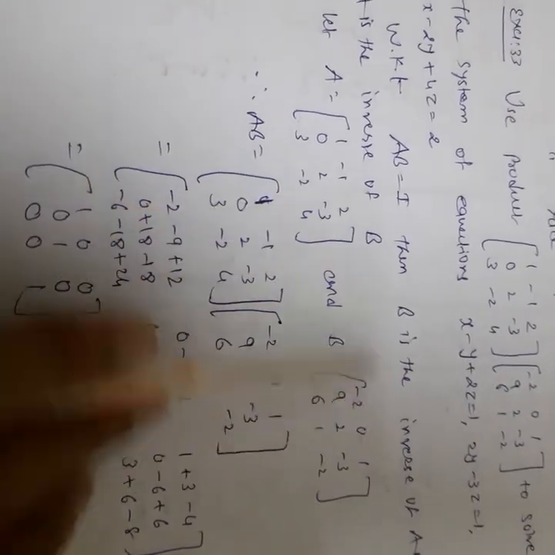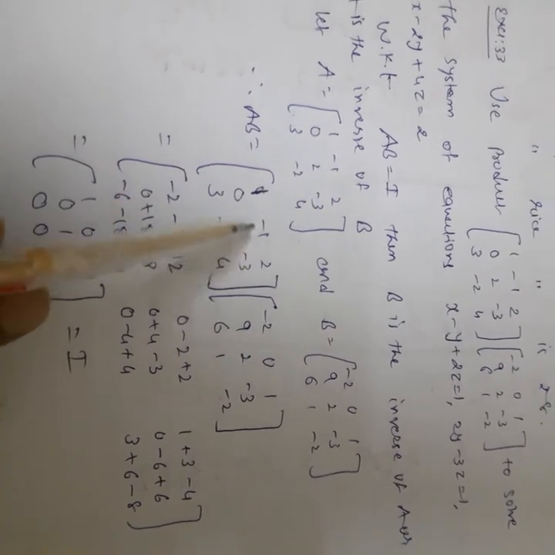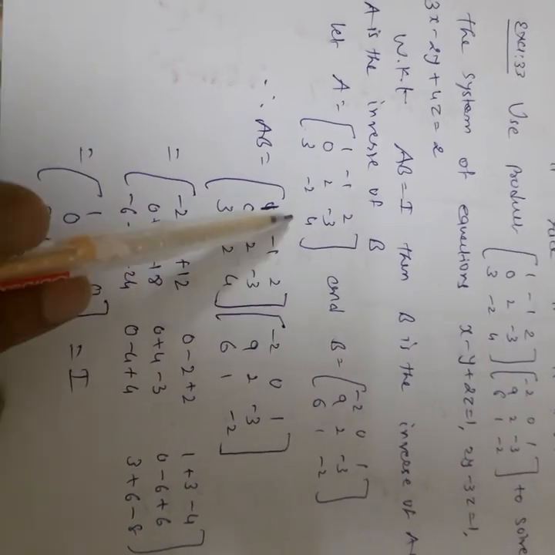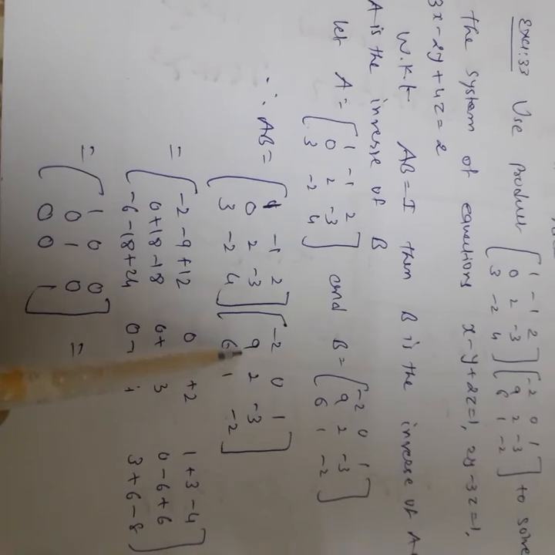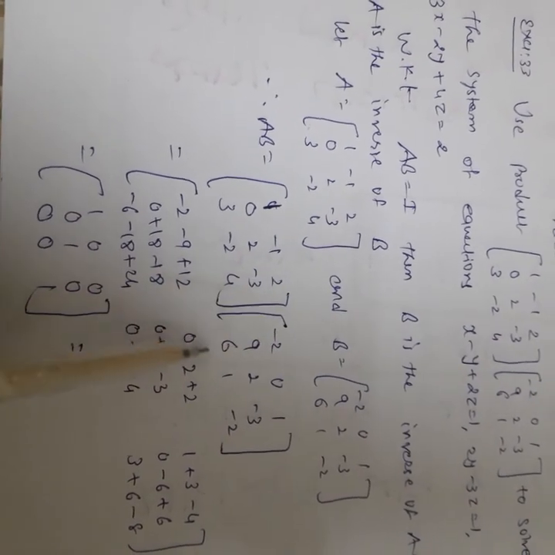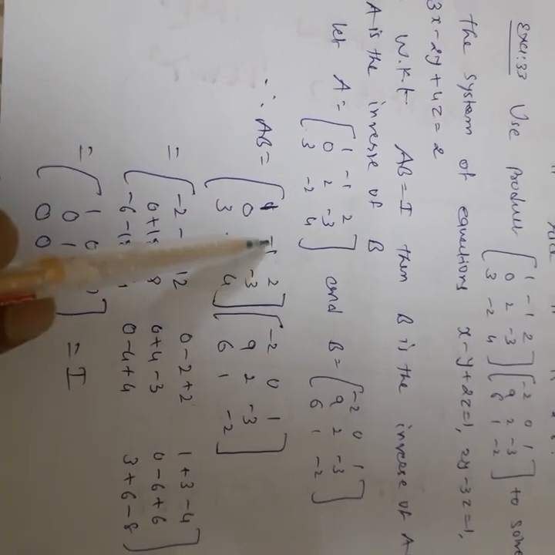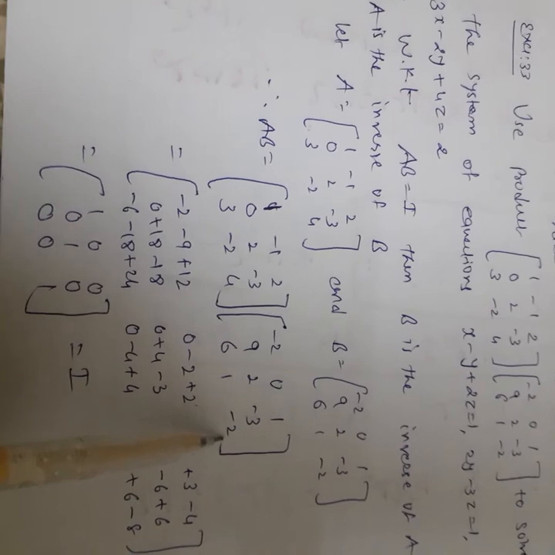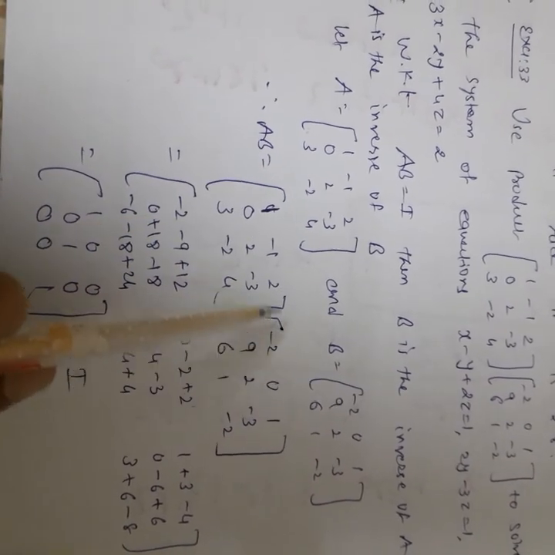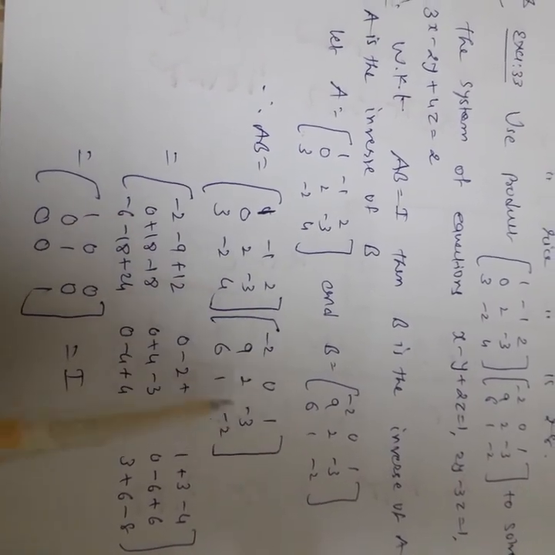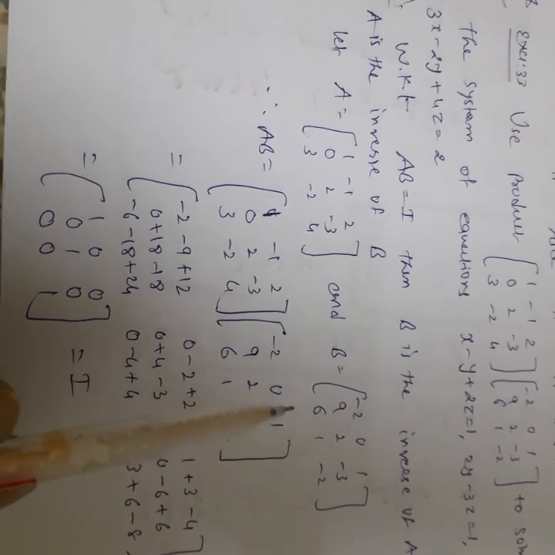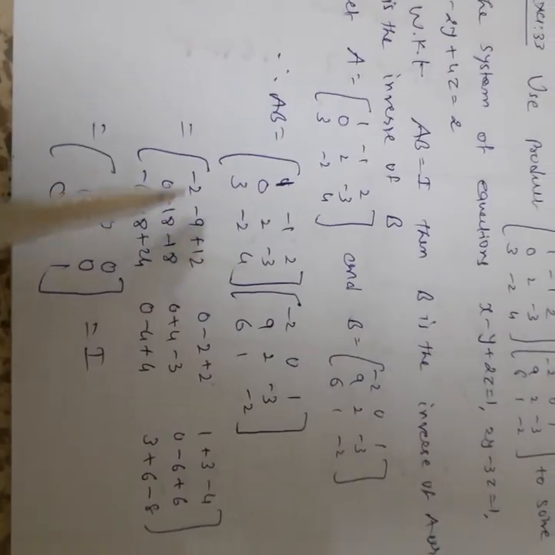So here we take the multiplication of them. First row multiplied with the first column: 1 times 2 is 2, minus 1 times 9 is minus 9, and 2 times 6 is 12. Similarly with the second column: 0 minus 2 plus 2. Again, 1 times 1 is 1, minus minus plus 3, and 2 times minus 2 is minus 4. Now multiply the second row with each and every column, then we get the elements of the second row.